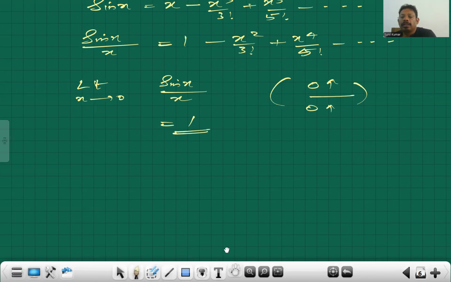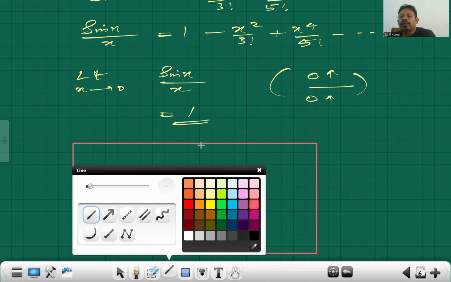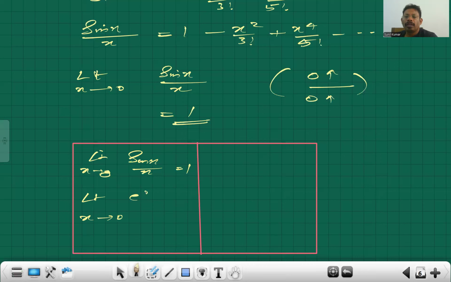The two results I told you. One of them is e raised to x minus 1 by x. We want to study these things very properly. The latest one is limit x tending to 0 of sin x by x is 1, and earlier I have written that limit x approaching 0 of e raised to x minus 1 by x is also equal to 1.